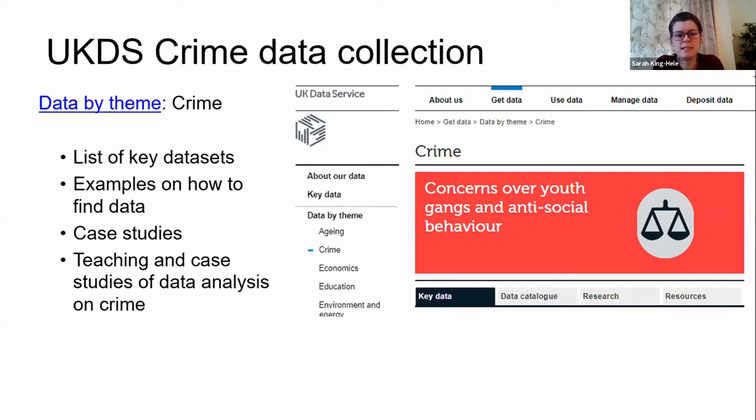And what we have here is a list of key data sets. So there are normally about four or five key data sets for each theme, and they are for each of the different kinds of data. So they're likely to be about five recommendations for surveys, five recommendations for longitudinal data, etc. So that's a really good place to start if you've not used crime data before and you're just wondering what's available. We also have examples on how to find the data, and we have case studies and teaching case studies as well in those pages.